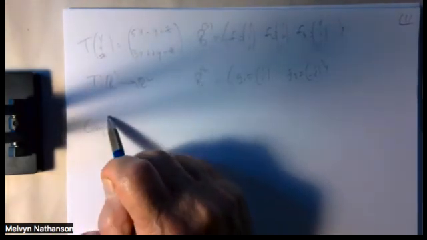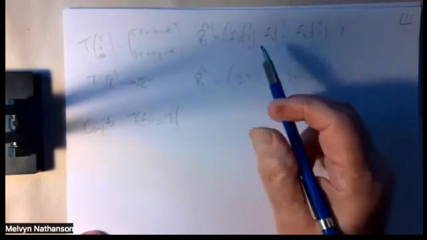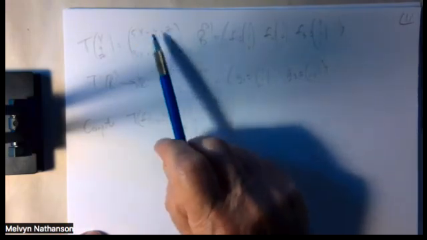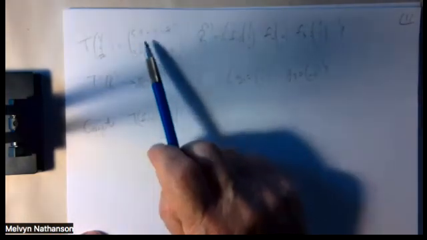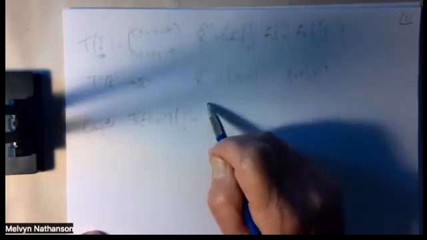So I want to compute, first of all, T of F1. So that's T of the vector 1, 1, 0. When x and y are 1 and z is 0, I get 4, 5.